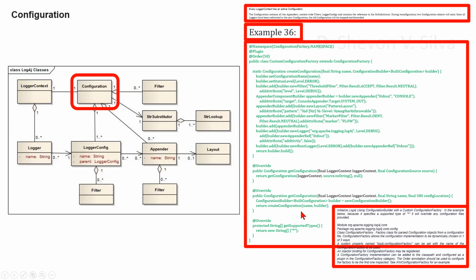In the example here, because it specified a supported file type of asterisk, it will override any configuration files provided. As of version 2.7, the ConfigurationFactory.getConfiguration methods take an additional LoggerContext parameter.